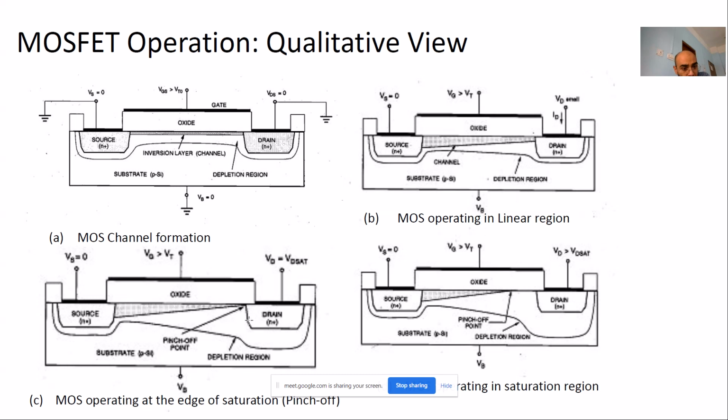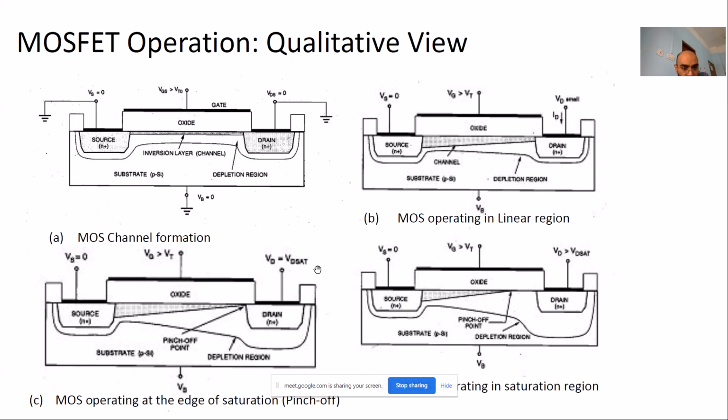Then the third case: when you keep on increasing the voltage, something happens. The channel doesn't remain uniform as in the second case. It starts tapering towards the drain side, it gets narrow towards the drain side. And if you keep on increasing the drain voltage until it becomes equal to what we call VD sat, at that time something happens which is called pinch off. At that time the channel near the drain region becomes just like a point.